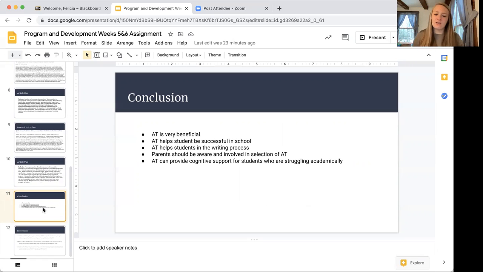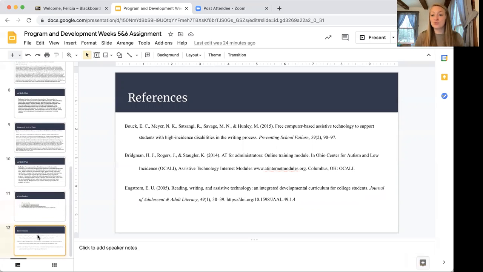Making sure parents are involved and aware of the assistive technology that the student is using in your classroom is important. Because in that way, if a student goes home and wants to continue using that assistive technology, the parent is aware and can help them if needed. And assistive technology is really there to help provide students who are struggling academically with the additional supports that the student might need. So overall, assistive technology in writing is very beneficial, and there are a lot of tools and programs out there that help students.